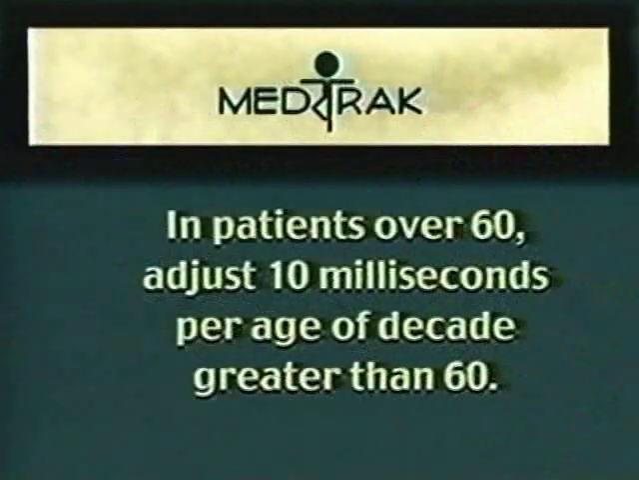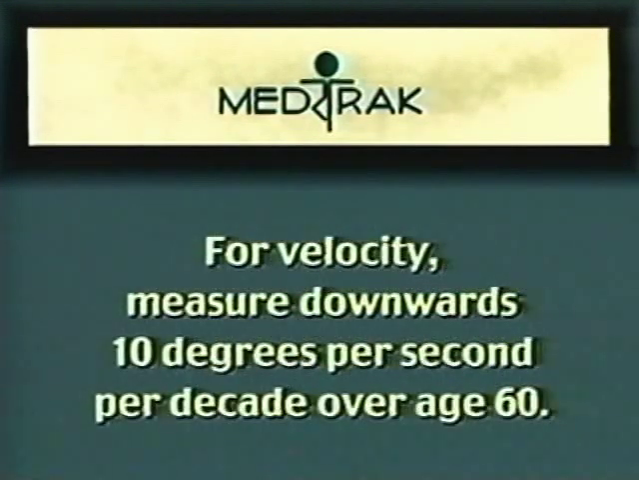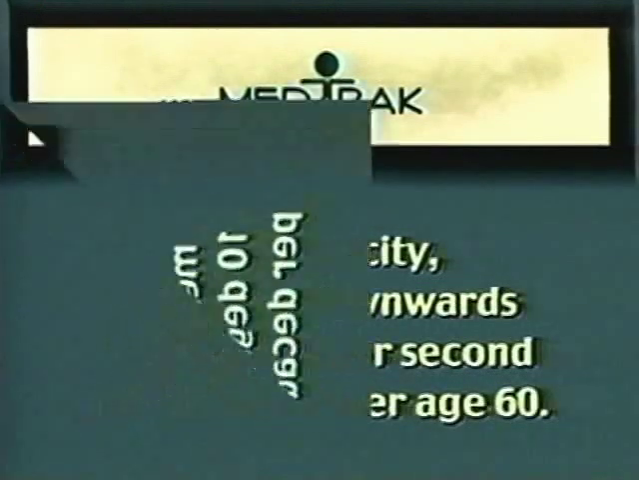It should be noted that in the case of saccade testing, both the latency and velocity are affected by age. In patients greater than the age of 60, there should be an adjustment of 10 milliseconds per decade greater than 60. In the case of velocity, this particular measurement should be adjusted downward some 10 degrees per second per decade over the age of 60.